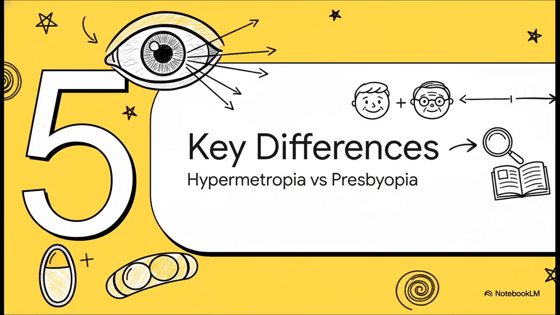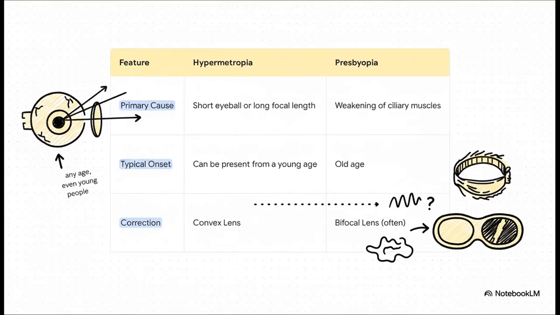All right, to finish up, let's quickly summarize the key differences. We'll put hypermetropia and presbyopia side by side to make sure everything is absolutely clear. Let's go through this table together. Look at the primary cause. For hypermetropia, it's a physical issue, like a short eyeball or a long focal length. But for presbyopia, it's about the ciliary muscles getting weak.